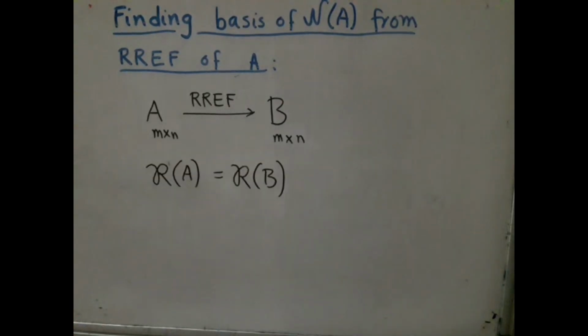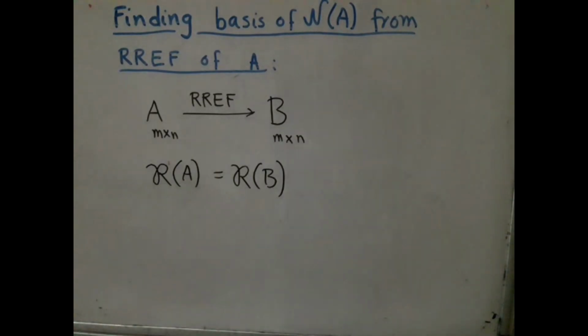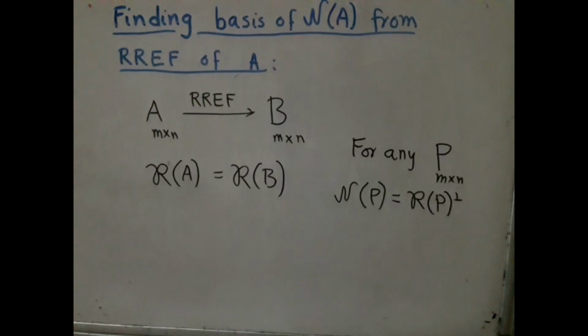Then from the property of RREF, we know that the row space of A must be the same as the row space of B, because we have done nothing but elementary row operations. Next, we shall use the result that for any matrix P, m by n, the null space is nothing but the orthogonal complement of the row space of P. Here I am working over the real field.